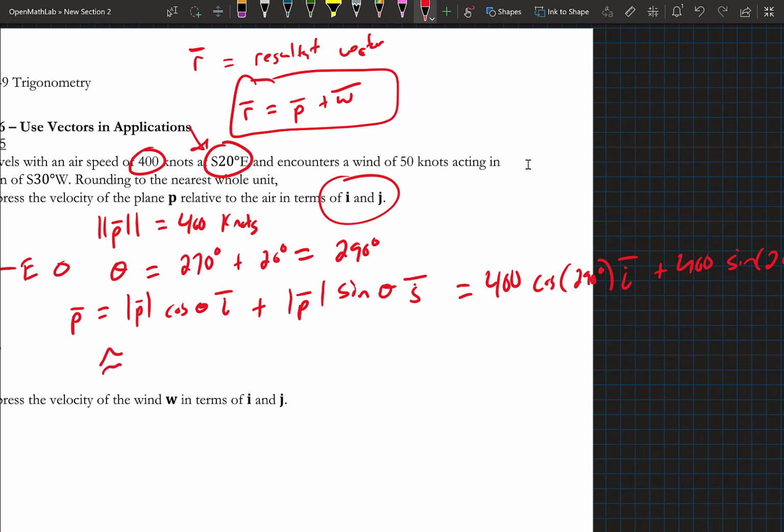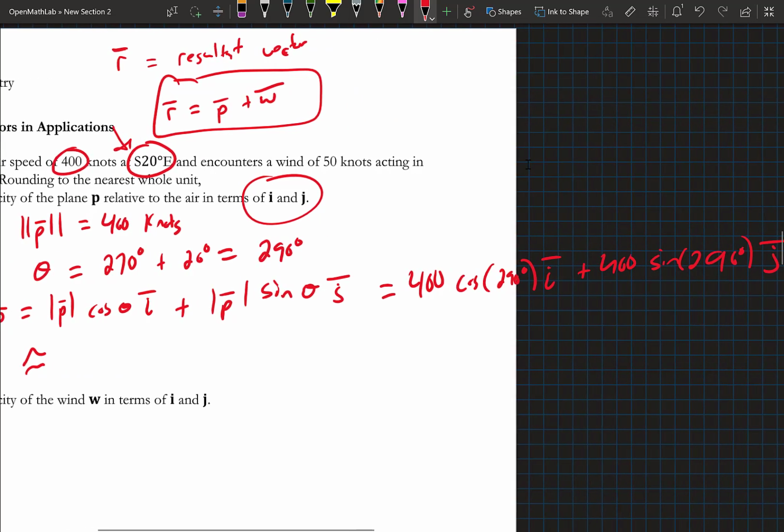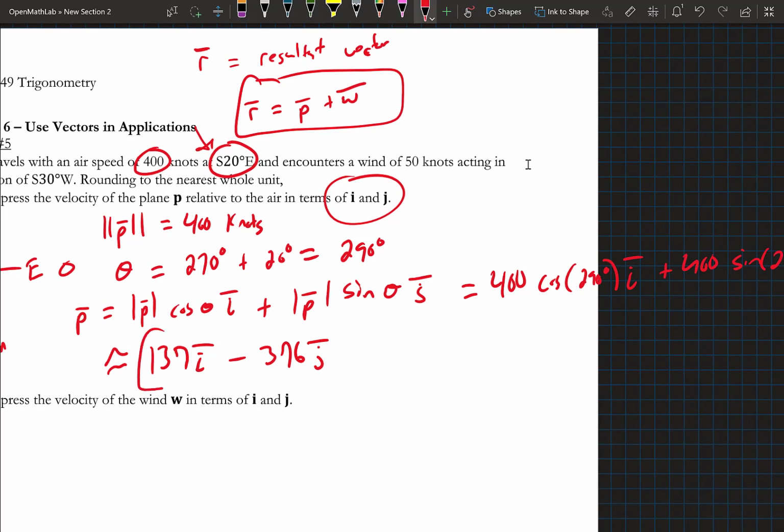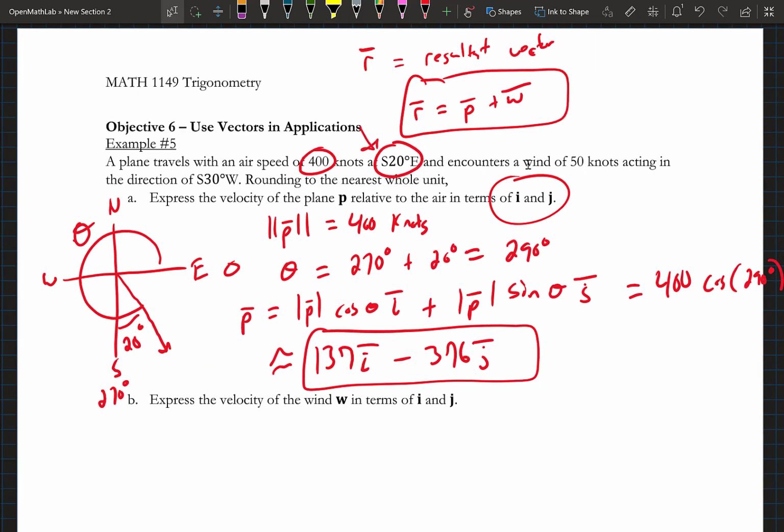By plugging that into my calculator, we can get decimal approximations, and we're asked to round to the nearest whole unit. So 400 times cosine of 290 degrees, rounding to the nearest whole unit, comes out to be approximately 137. And then 400 times sine of 290, we get negative 376 times j. So that's what we are after. If you want to put the vector in terms of i and j, we need to know the magnitude and theta.